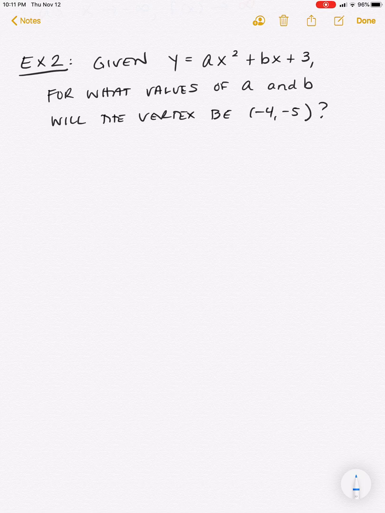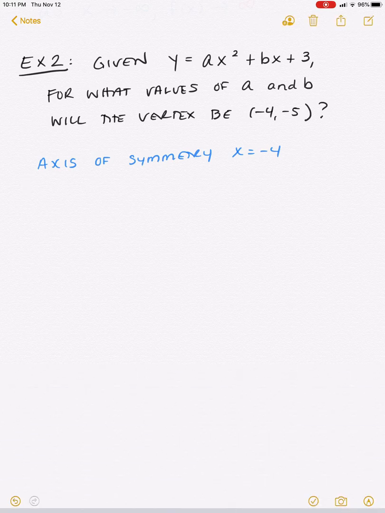All right, so we need to think about what we know about the coefficients a, b, and c and how that affects the vertex. Well, the first thing that we know is your axis of symmetry. The axis of symmetry is going to be x equals -4. So how do we get the axis of symmetry? Well, the axis of symmetry is what you get when you take the opposite of the b value and you divide by 2 times the a value, and we know that that's going to equal -4.